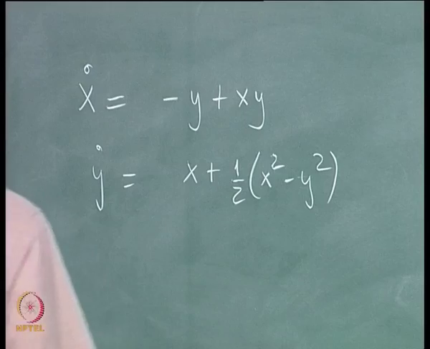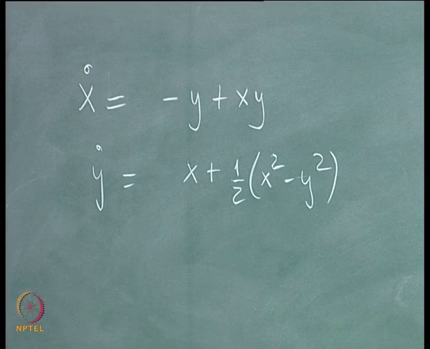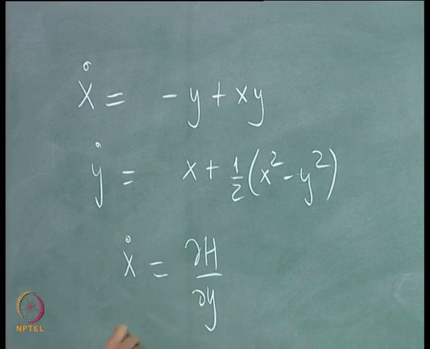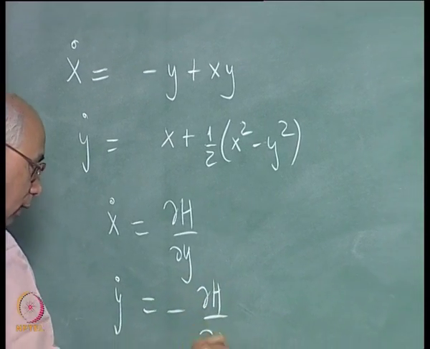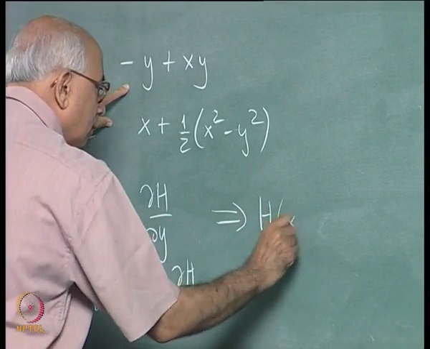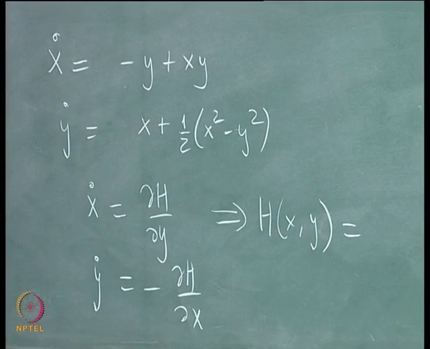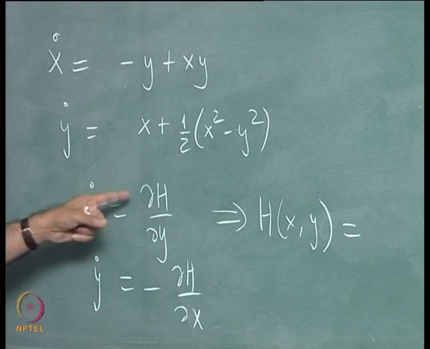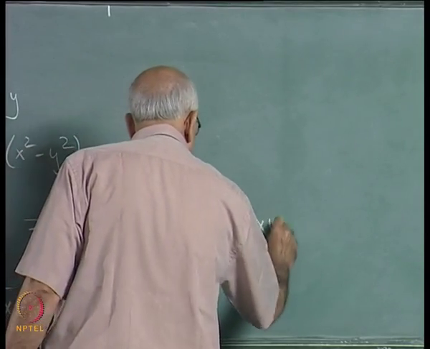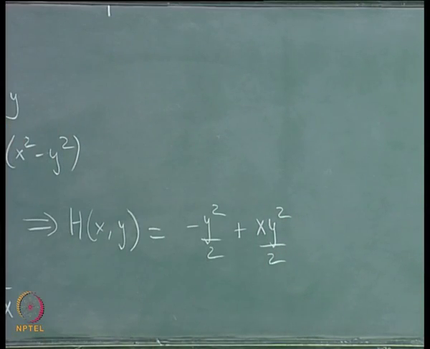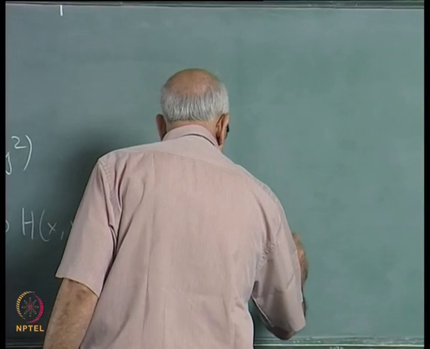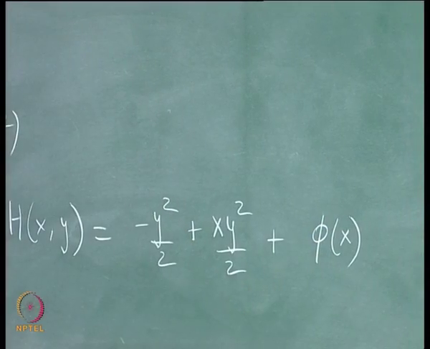Well if this is a Hamiltonian system in which x plays the role of a generalized coordinate and y plays the role of a generalized momentum, then we should require that x dot is delta H over delta y and y dot is minus delta H over delta x. Well if this is delta H over delta y, what would this imply for H itself? I have to integrate with respect to y, what does it imply? Minus y squared over 2 plus xy squared over 2 plus an arbitrary function of x, the integration constant here could be a function of x since we are doing partial derivatives, let us call it phi of x in general.